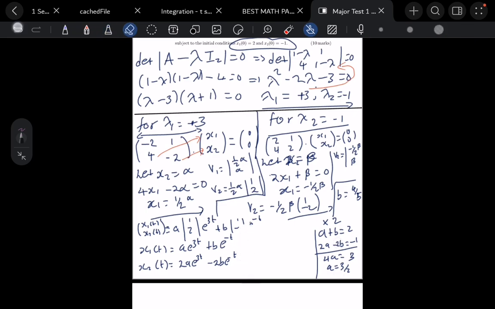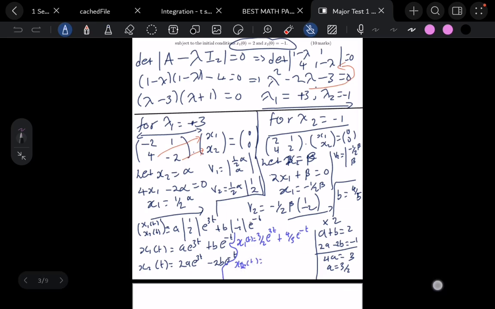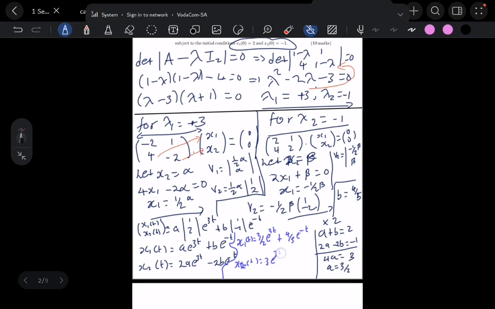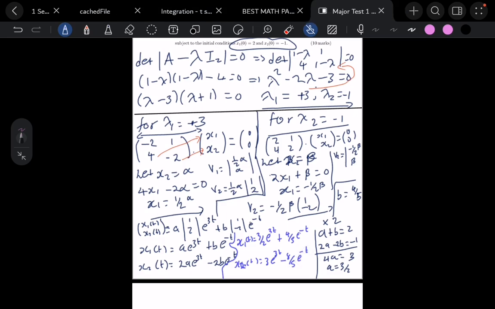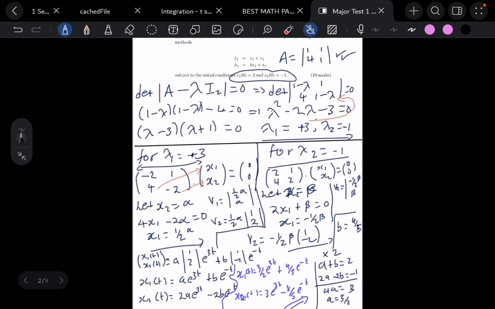What I am going to have here next is your final answer. Your x1 of t, what is a? 3 over 2 e to the power 3t. What is b? Plus 5 over 4 e to the power negative t. And then your x2 of t is 3 e to the power 3t. The second one is negative 2b, so it's going to be negative 5 over 2 e to the power negative t. So this is your final answer, if you are going to do it correctly.